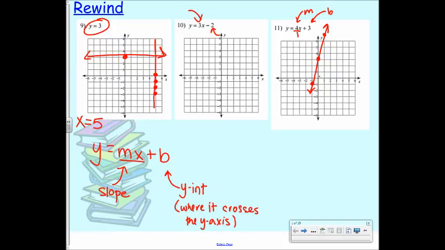What's the slope of a vertical line? Undefined. All right, it's undefined. So if it's an x equals, it makes a vertical line. If it's a y equals, it makes a horizontal line.